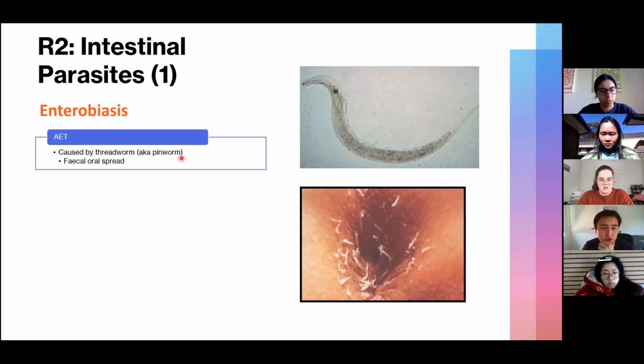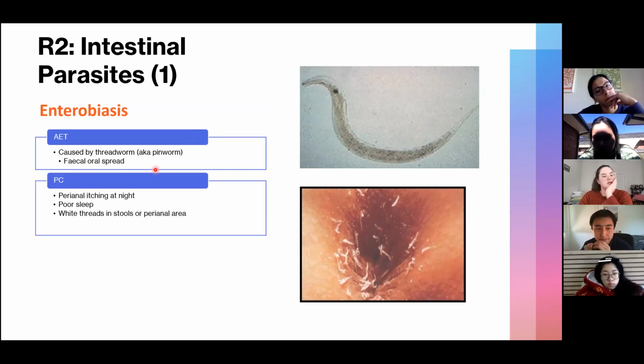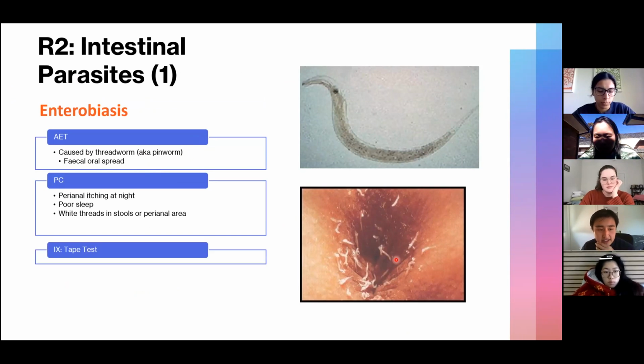This is spread through the fecal-oral route, and it presents as perianal itching at night, which sometimes disrupts the child's sleep. When you examine them, you might notice some white threads in the stool or perianal area, like you see here. The investigation that we do is something called a tape test. That's quite crude, actually. You get a tape, you stick it to the perianal region, and you pull it off, and you see if there are any threads or any worms on there.